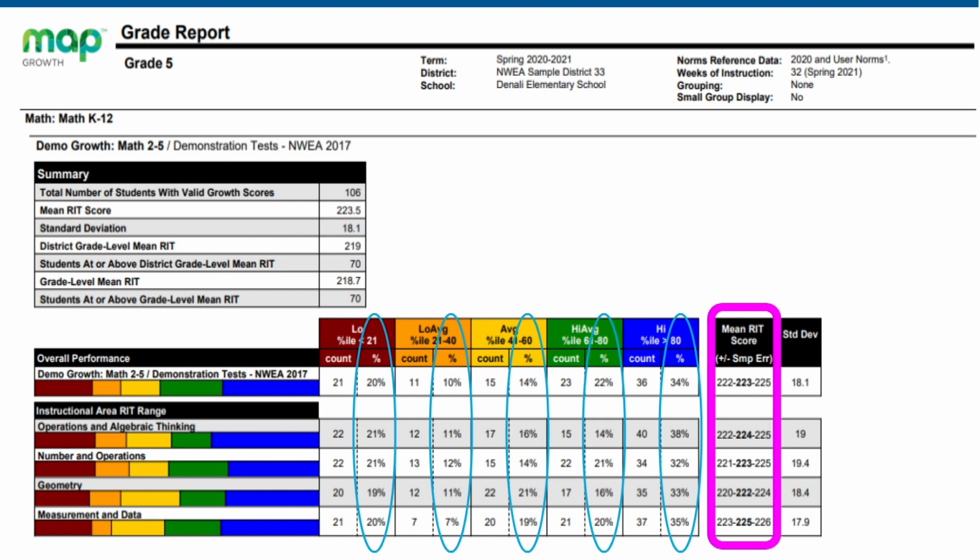Over to the right, we can also see how students performed by instructional areas. This table might indicate that geometry might be an area where we need to focus for the upcoming school year to really boost student strengths around geometry, as it is slightly lower than the overall RIT average for this particular grade level.